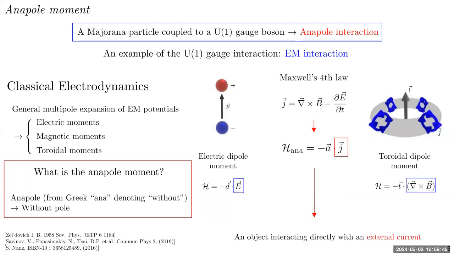Then what is the Anapole moment Hamiltonian in classical electromagnetism? This is given by the product of the Anapole moment and the current density. Please note that since there is a current density, not the electric or magnetic field, we can understand that if the object has only the Anapole moment, we can say the object interacts directly with an external current, not the external field. That is the difference between the direct interaction with a current and with an external field.